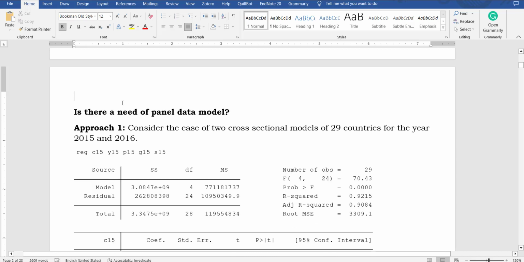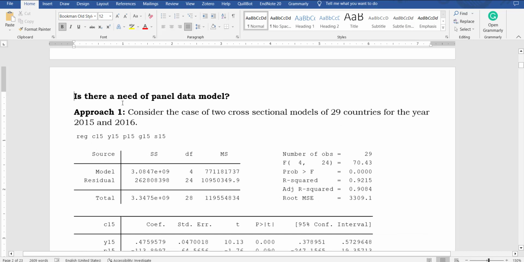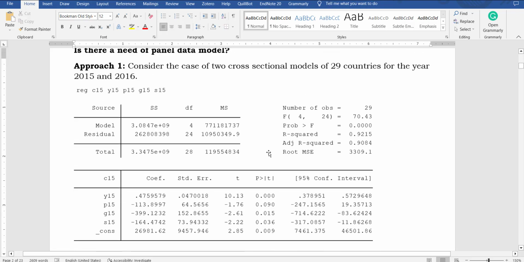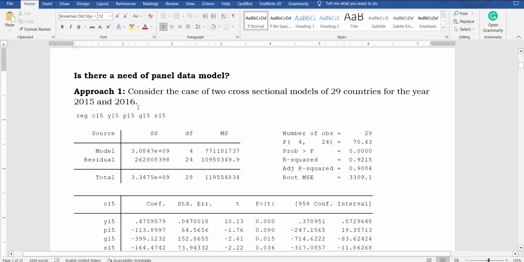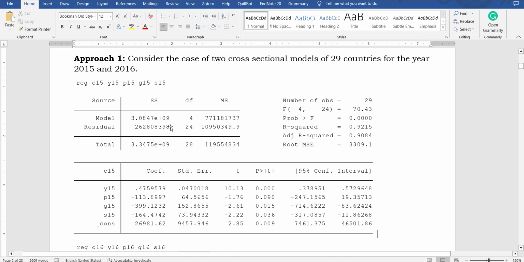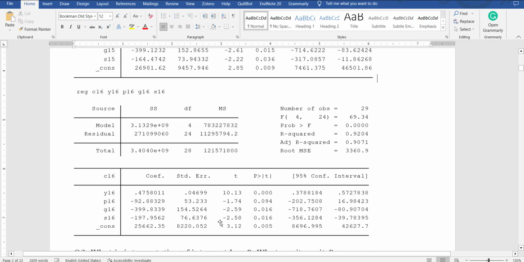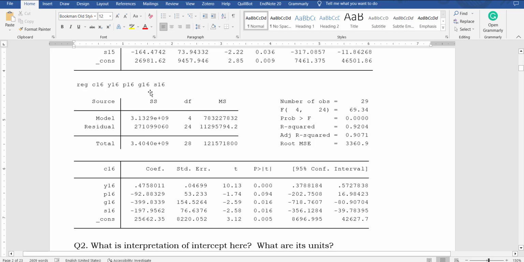So I will share some evidence why we tend to go towards panel data. Let's consider a case of 29 countries for 2 years. This is the model for 2015 for 29 countries. These are the results: consumption as a function of income, prices, government expenditure, and saving. And then the same model for 2016. So 29 countries, similar countries.